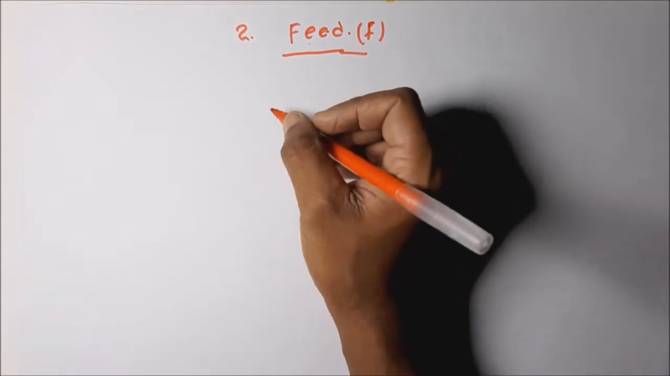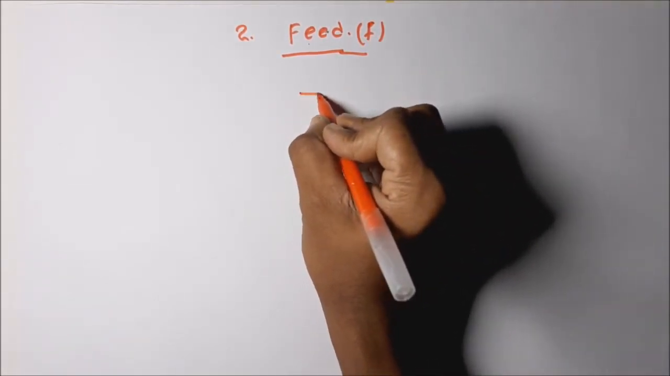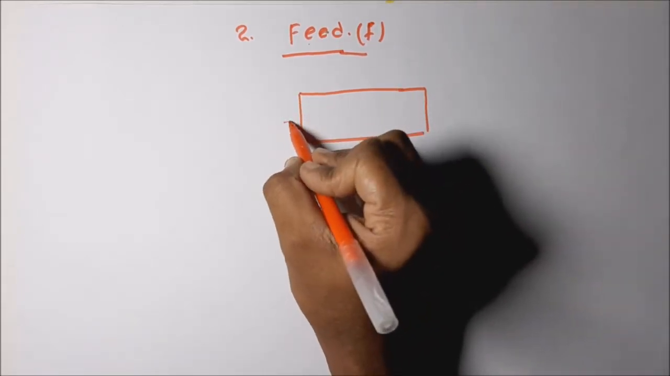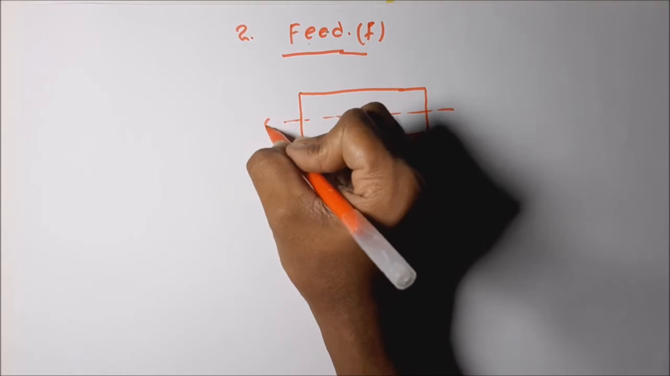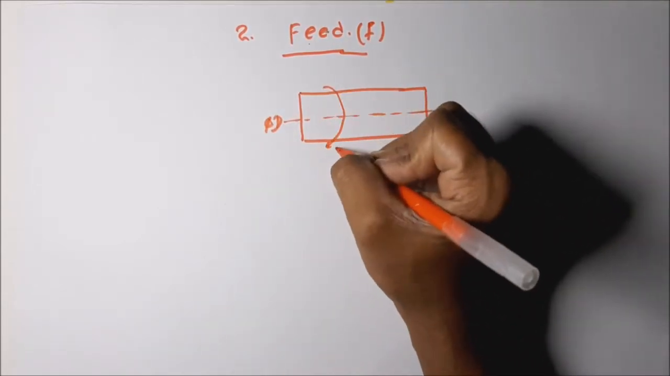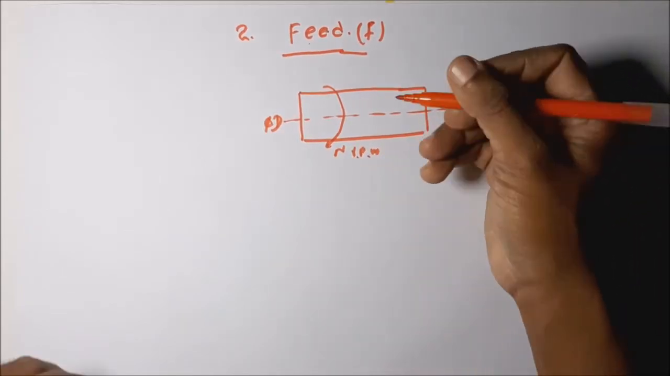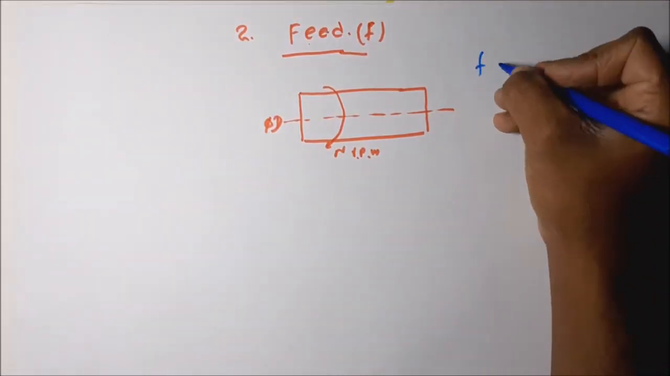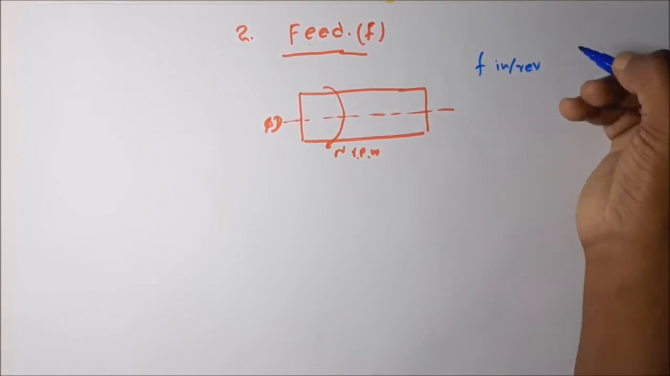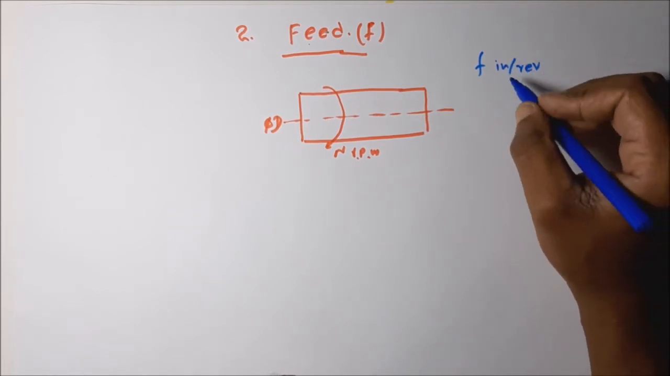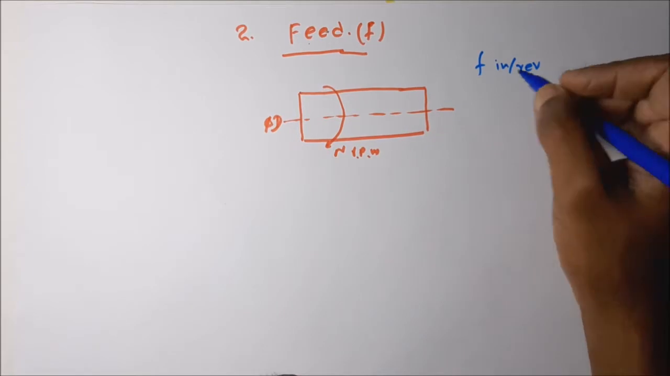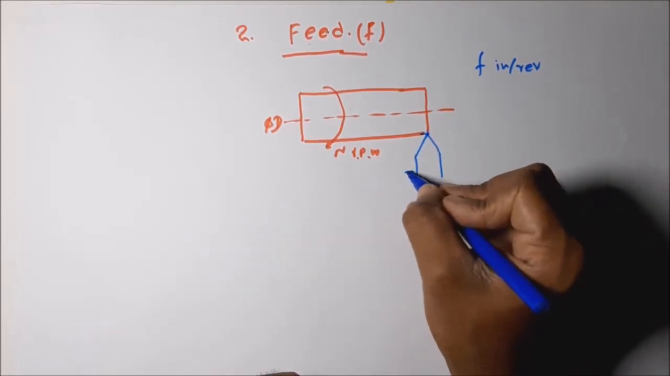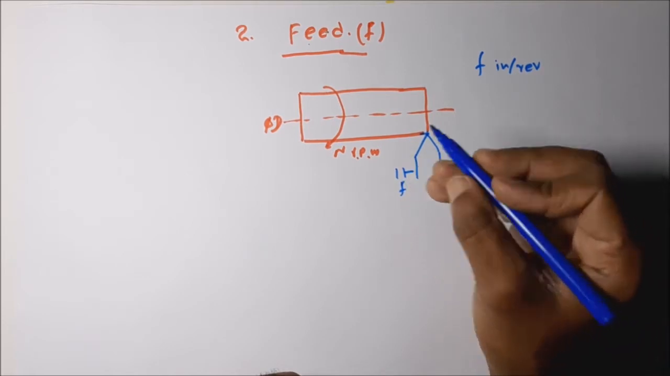So what does it mean in lathe machine operation? Let's take the turning operation. The workpiece has diameter D, rotating with N RPM. The feed is mostly given as a rate, F, in inches per revolution. That means if we take the cutting tool, for one revolution of the workpiece, it moves by distance F. This is called the feed.